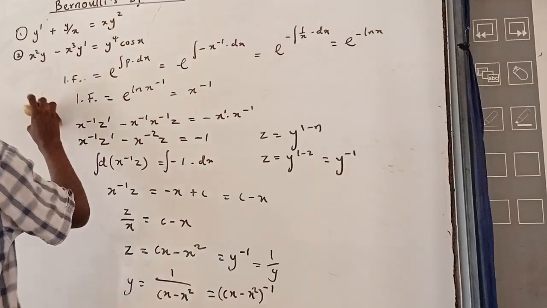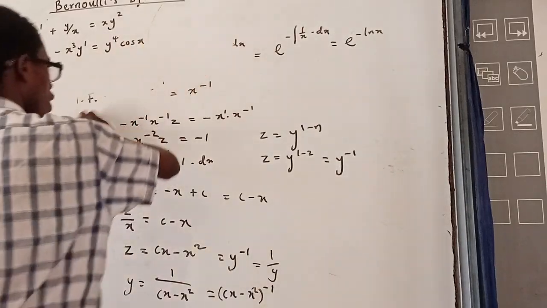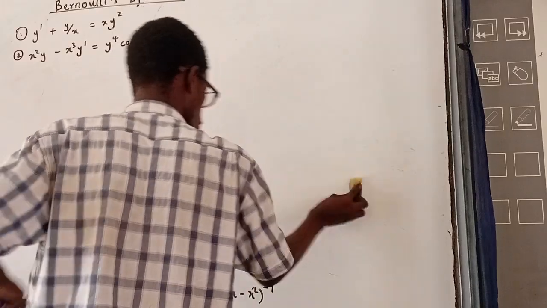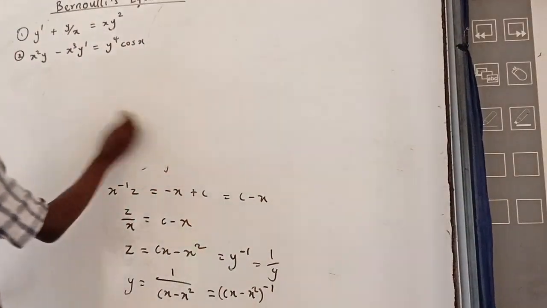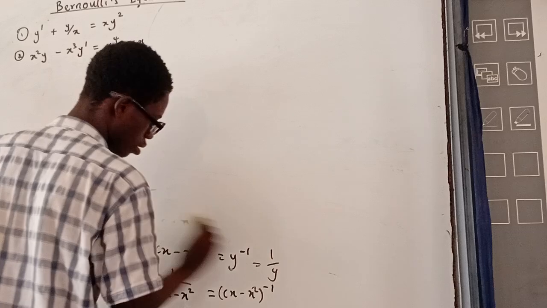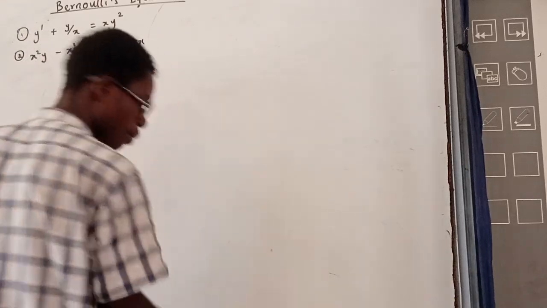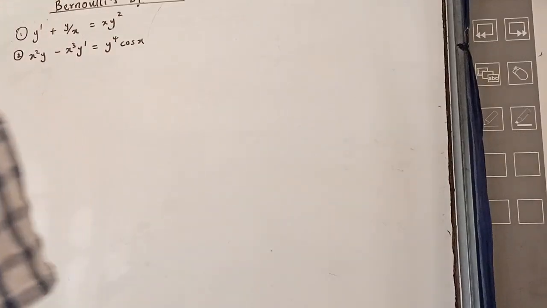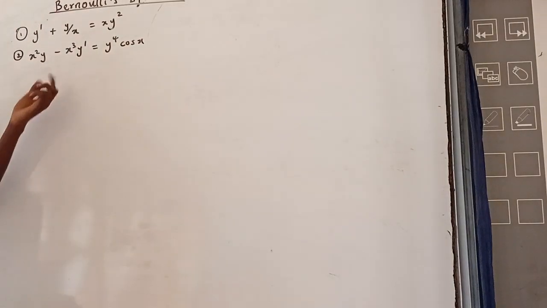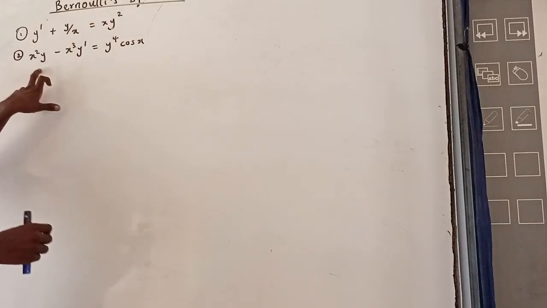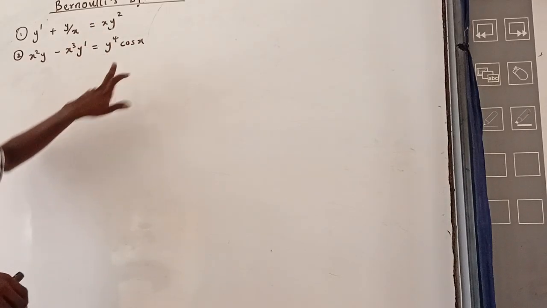So we are going to the second one. We are going to the second question. So don't forget, the first thing is always to make sure your equation is a Bernoulli equation. Now let's check if the second one is a Bernoulli. How do you do that? Y raised to power 4 is present, so yes, it is a Bernoulli equation. Y is present here, y prime is present here, y raised to power 4 is here.